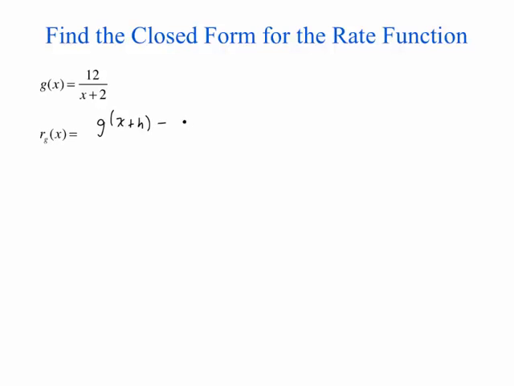Change in output over change in input. This is our trusted rate of change function. We know this gives the approximate rate of change for a width interval of h at any value x. And all we need to do at the end is make h small, and we get the exact rate of change. Okay, so what is g of x plus h?